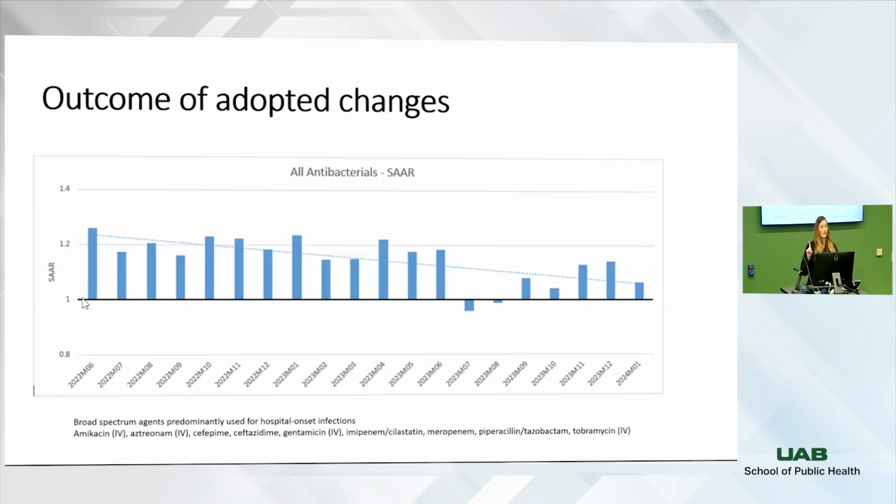A SAR of 1 means that we're using, according to the CDC and NHSN, the right amount of antimicrobial. If I'm using 1.2, it means I'm using 20% more antimicrobials than I should be using. If it's 1.5, I'm using 50% more. So in June of 2023, we enacted our cascades. You don't have to be a statistician to be able to tell me that there's a change here, right?